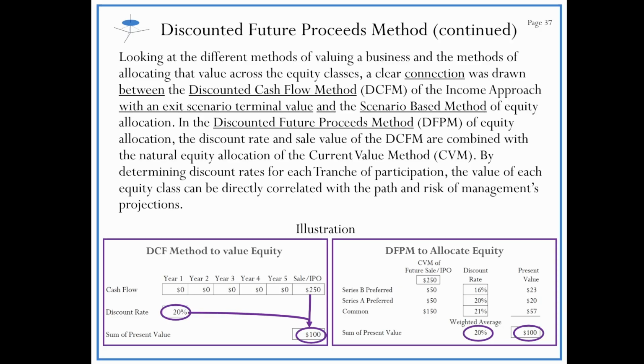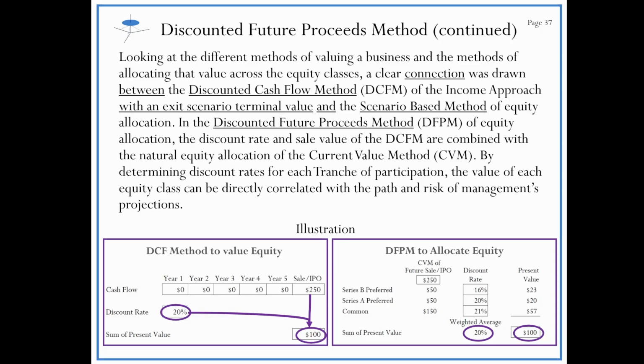When done correctly, the weighted average discount rate applied across the classes should equal the discount rate used in the DCF method. The drive is to correlate the expectations of management, projections and exit date, market conditions, valuation date discount rates, and the changes in both with the value of each equity class.